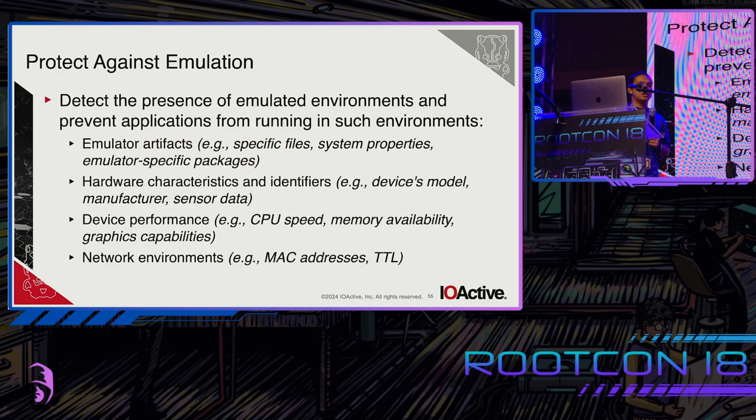The next one is we have to protect our applications against emulations. There are different ways we can do this. We can detect some artifacts, the hardware characteristics and different identifiers, the device performance, and the different network environments as well.